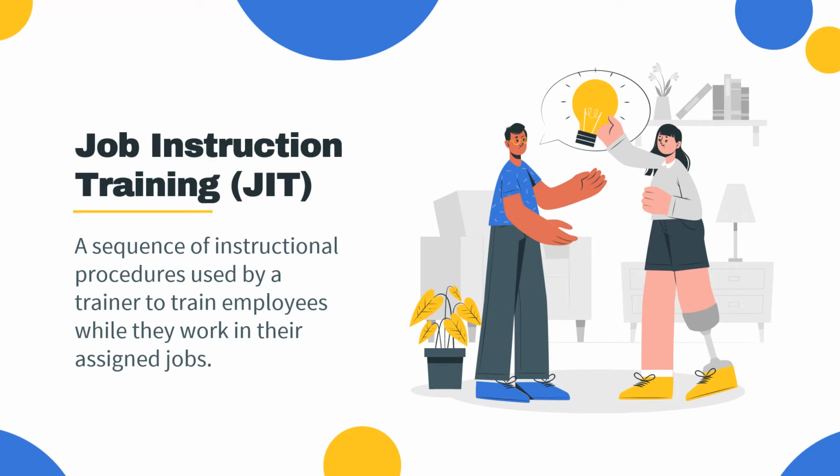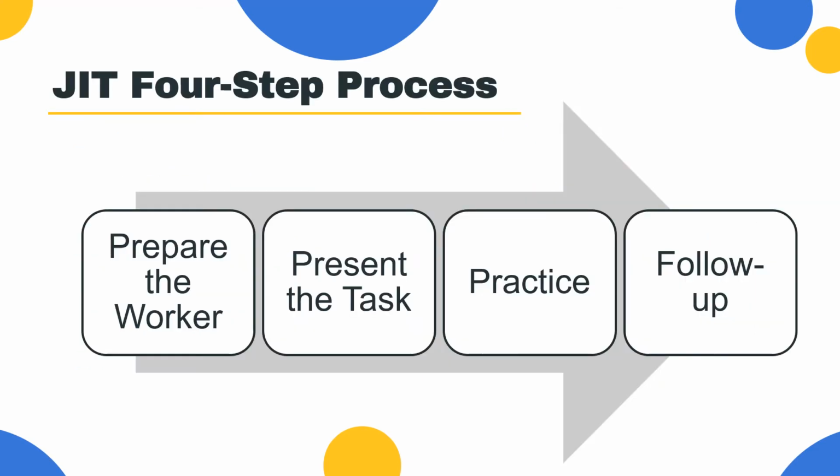So the JIT actually has a four-step process. First is prepare the worker. Preparing the workers is important because they need to know what to expect. Preparation may include providing employees with a training manual, handouts, or other job aids that can be used as references.